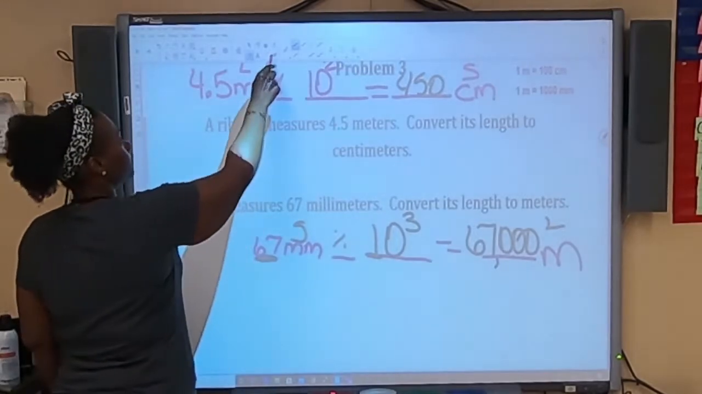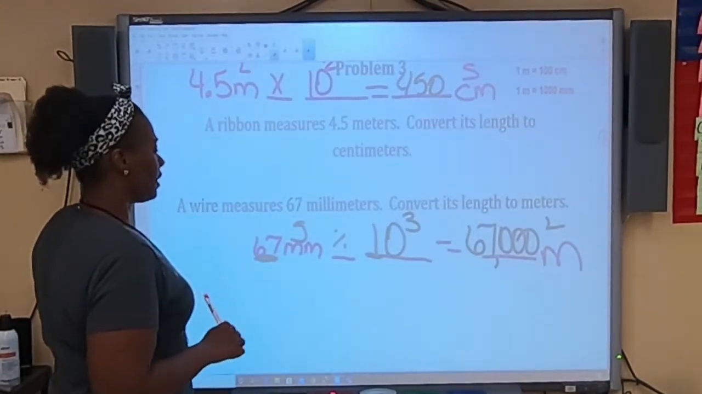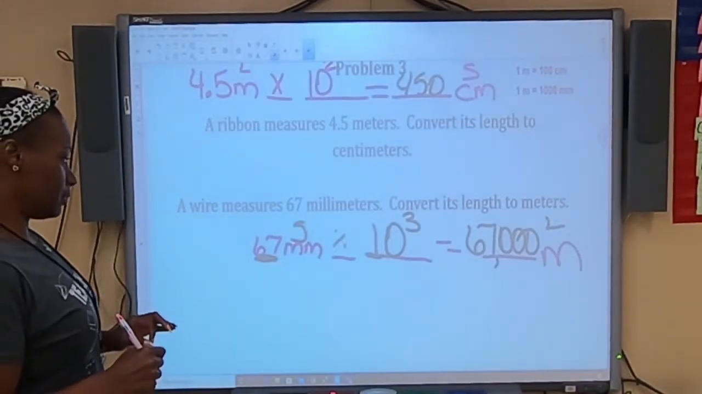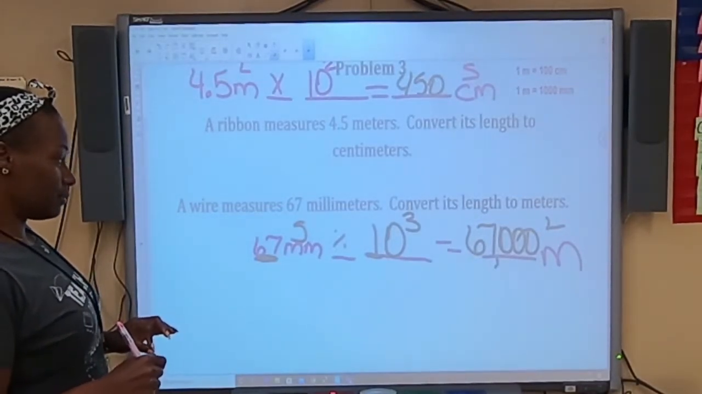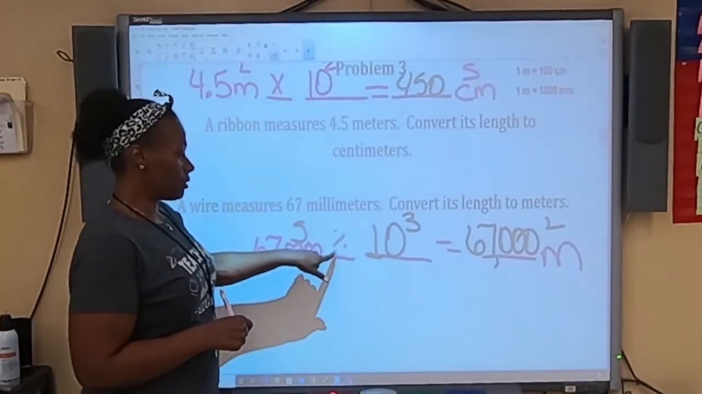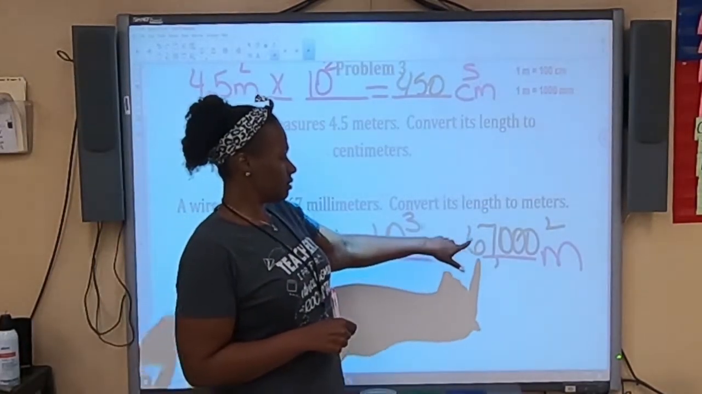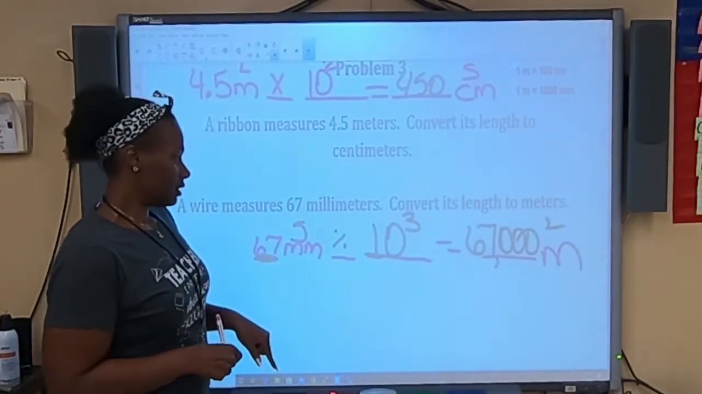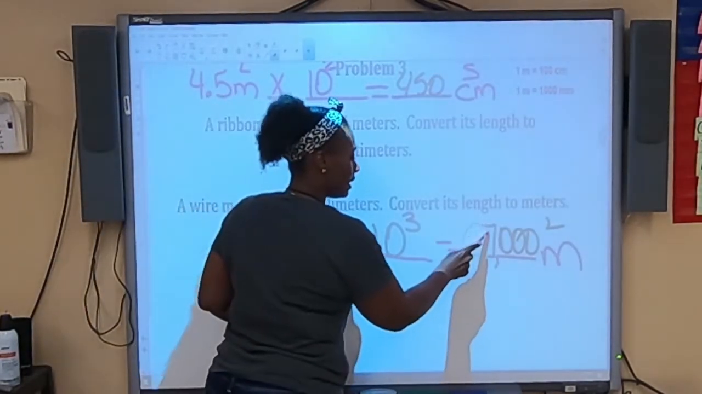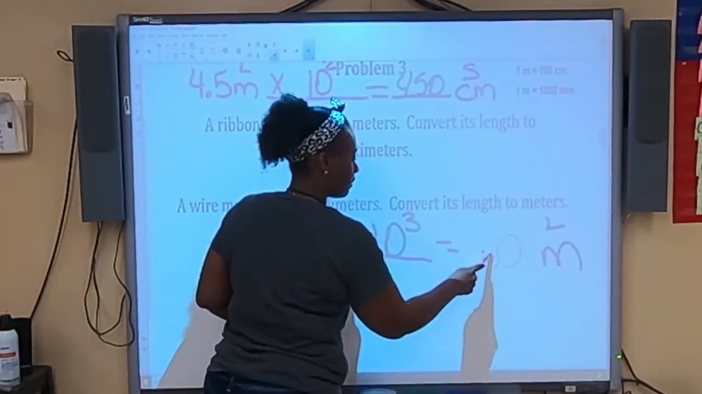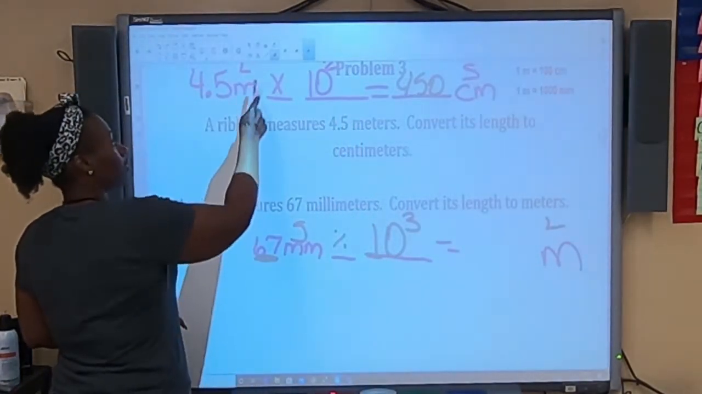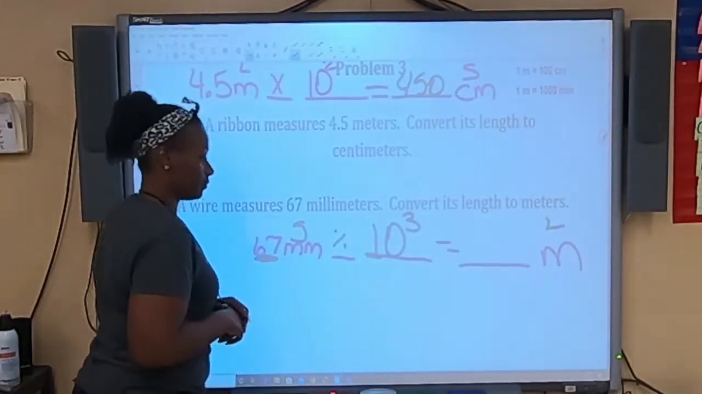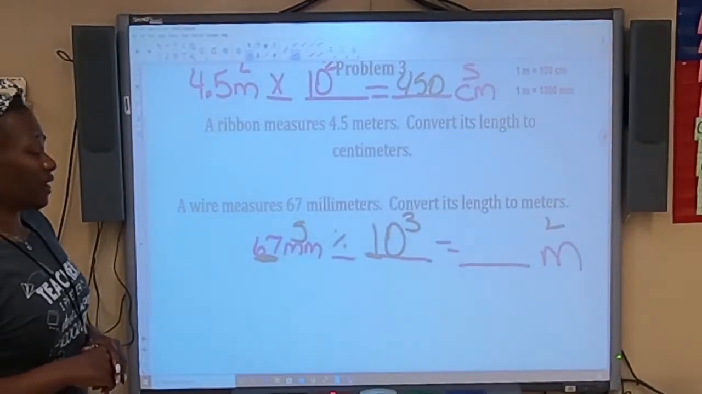Absolutely not. Can anybody figure out what my mistake was? In a division problem, should my answer ever get bigger? No, it should not. So what I did was multiply instead of divide. So now I have to go back and do that over. This time we need to divide.